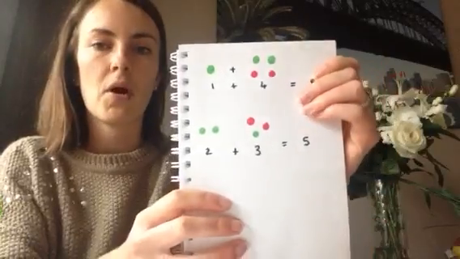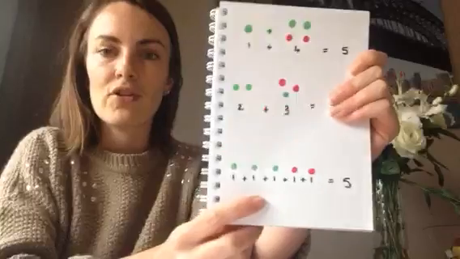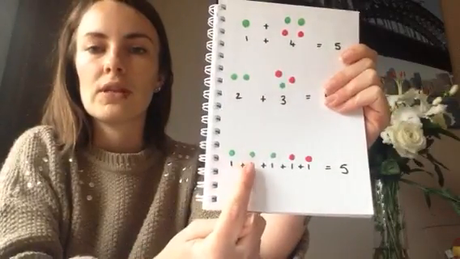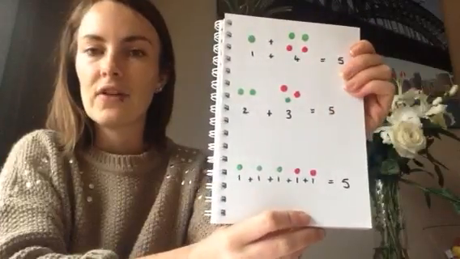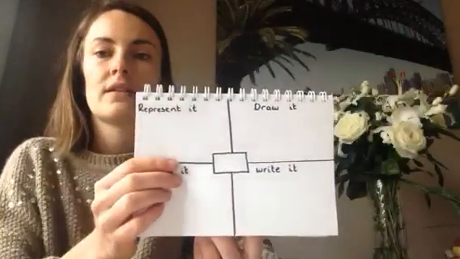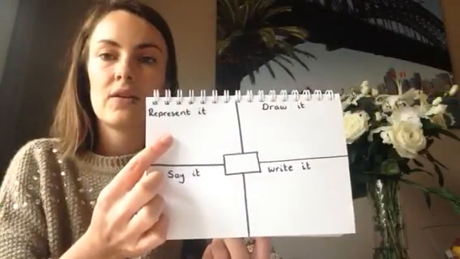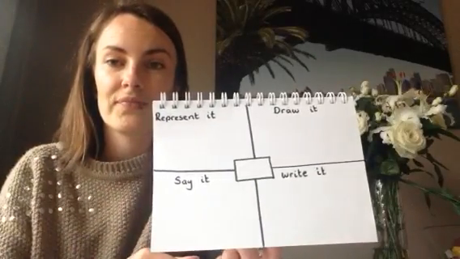And let's have a look at one more. This is sharing the sweeties out with all of your friends. We've got 1 plus 1 plus 1 plus 1 plus 1, and it still equals 5. So you could do any of them ways in here. In the represent it, you might think of some different ways you want to represent your number 5.